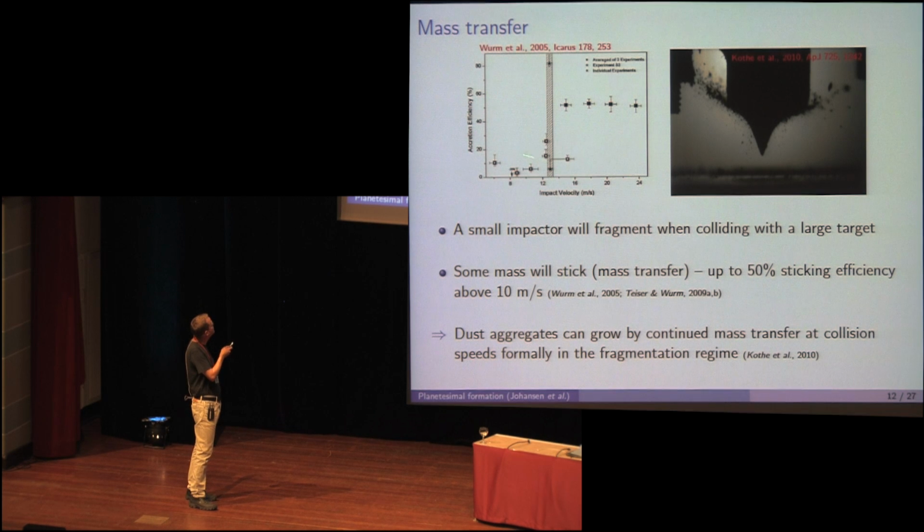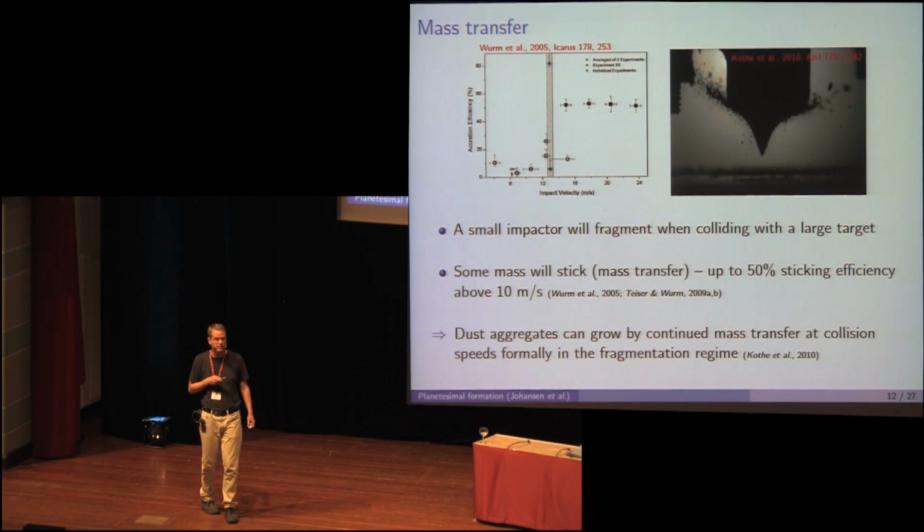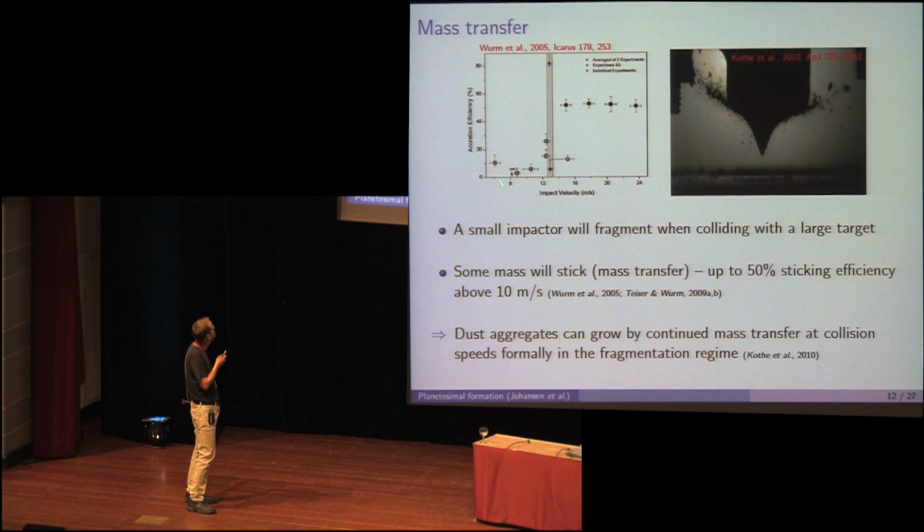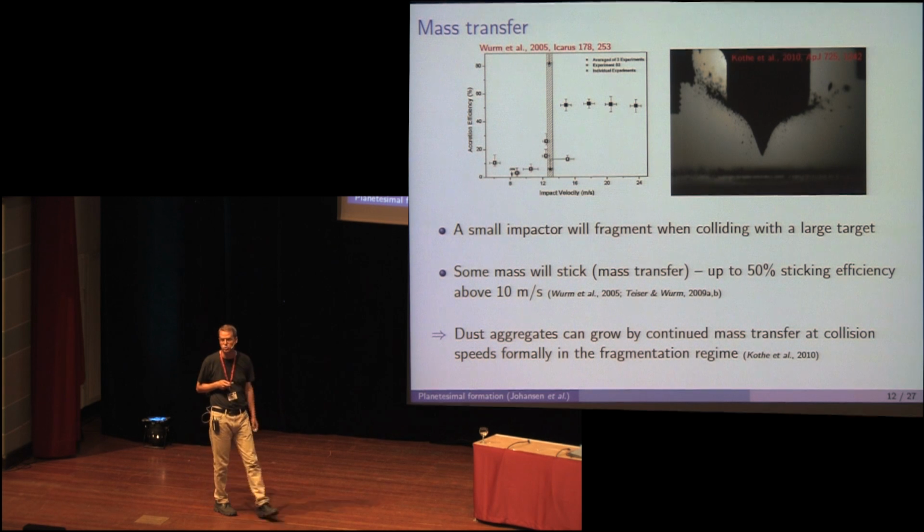So they go here below 10 meters per second. This is the accretion efficiency, how much sticks to the target. And we see not very much, maybe 5–10%, that's not very efficient. But if we go above approximately 10 meters per second, suddenly 50% of the projectile sticks to the target.